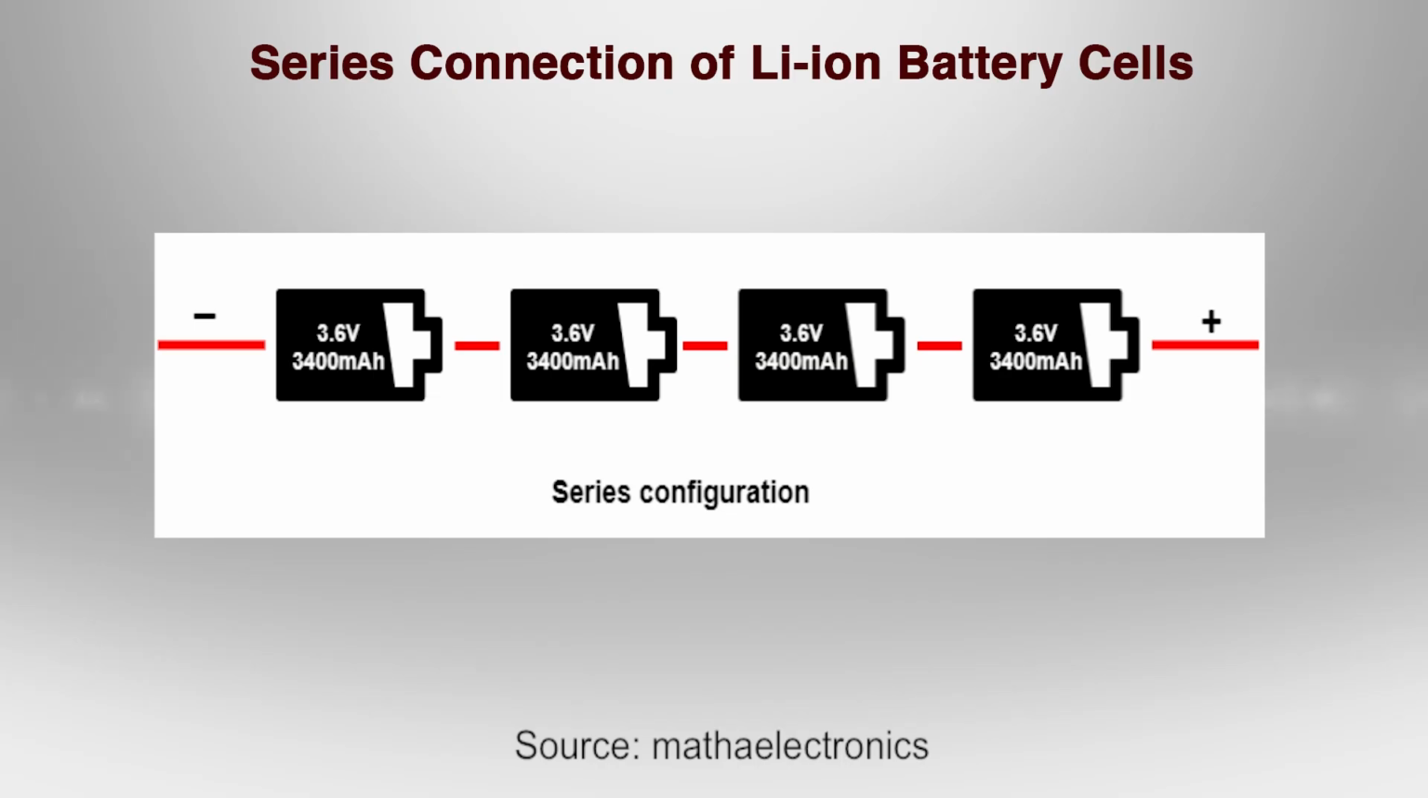That means if we have 4 batteries in series, the total voltage across the battery pack will be equal to 4 times the voltage of one battery cell. So in this case we have 4 battery cells, so you will get 4 into 3.6 volt across the battery pack.